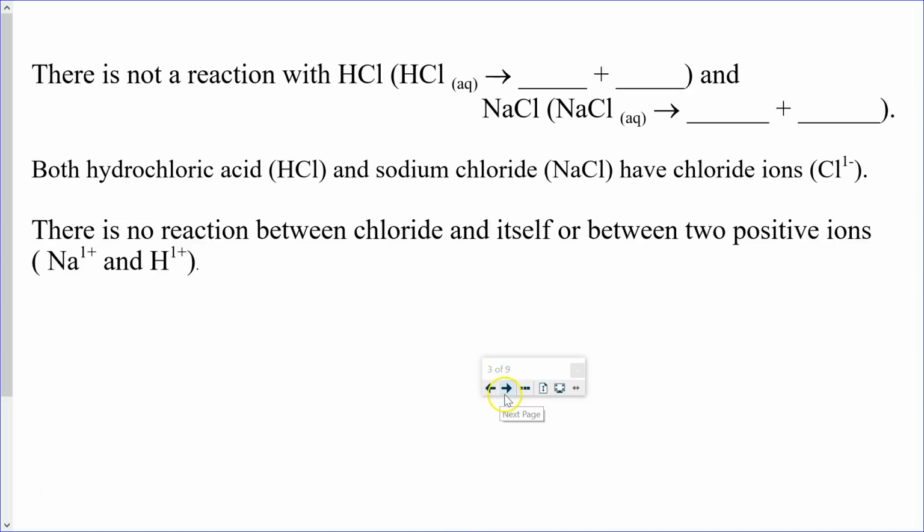Okay? So we kind of mix and match. We swap partners, basically. The first dissociation has a positive piece. The second dissociation has a positive piece. The first one has a negative piece. The second one has a negative piece. So what we really do is we take the positive piece from one dissociation, we check it with the negative portion of the other dissociation, and see if that's going to actually make a precipitate.